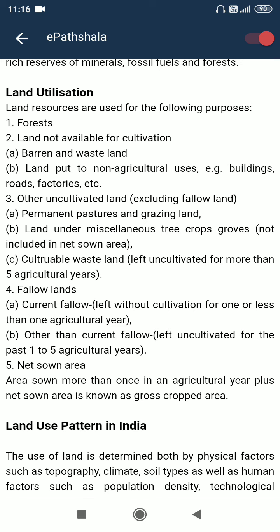Net sown area: area sown more than once in an agricultural year plus net sown area is known as gross cropped area.